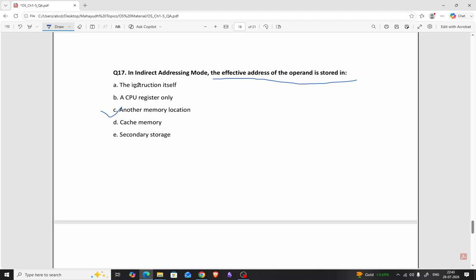In immediate addressing, it stores the operand in the instruction itself. This is indirect addressing. Register addressing stores the operand in a register. Cache, everyone knows, and secondary memory also. Secondary is used for permanent data storage. Cache is used for speed.